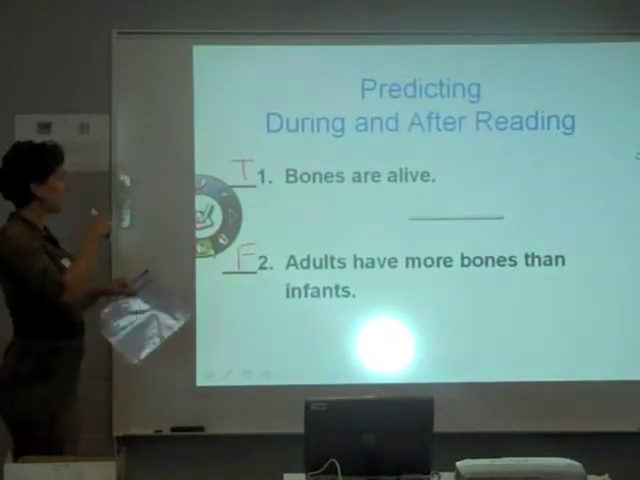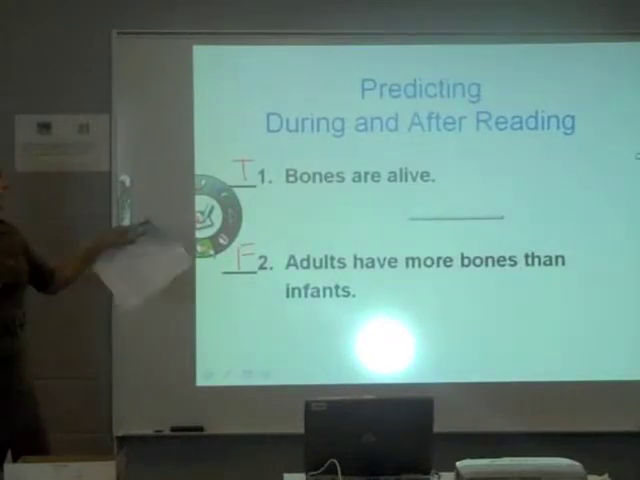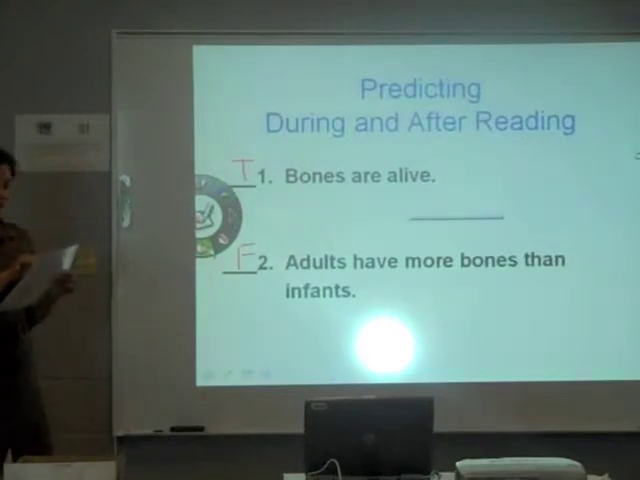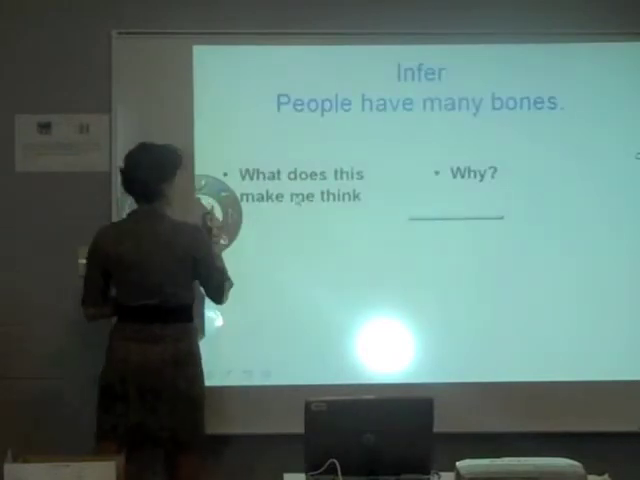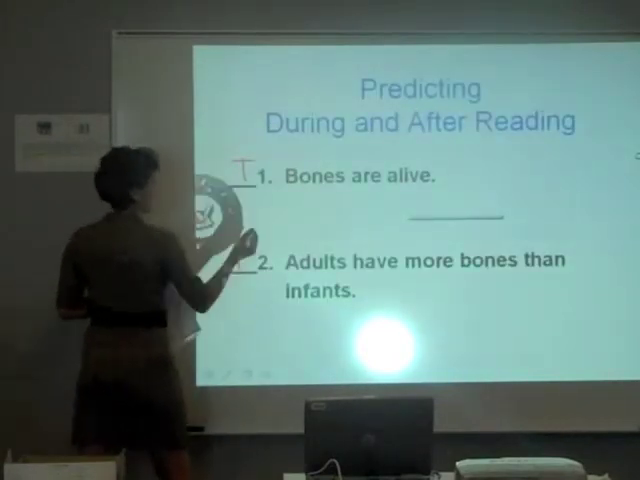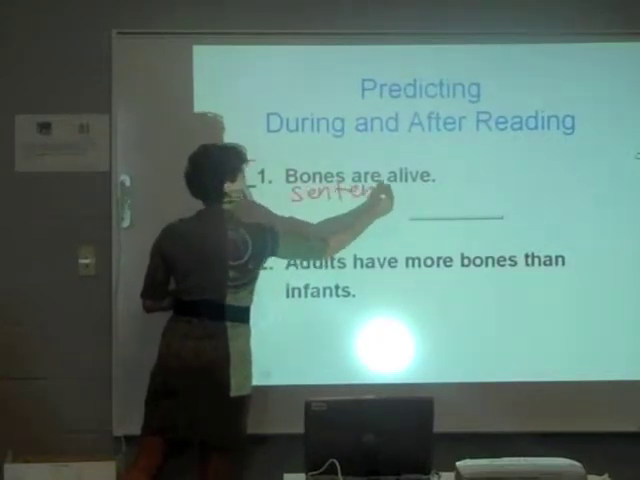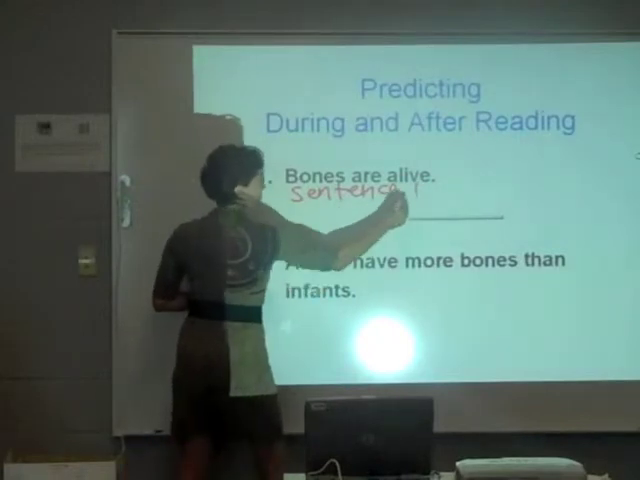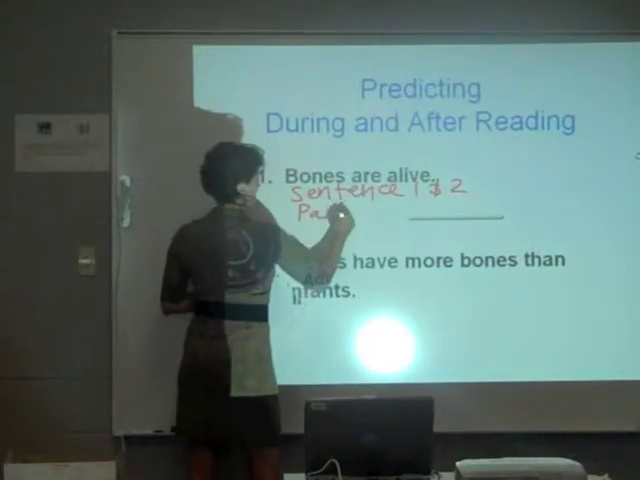Okay, so let's look back at our predictions. Bones are alive based on the reading. Were we correct? Yes. Bones are alive. Who can find the sentence in the paragraph where we know that bones are alive? It's the very first sentence. So you could have a student come up and mark that sentence too, and put sentence 1 and 2. And paragraph 1.